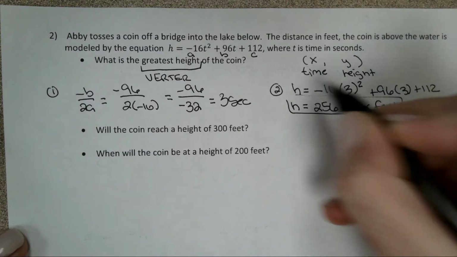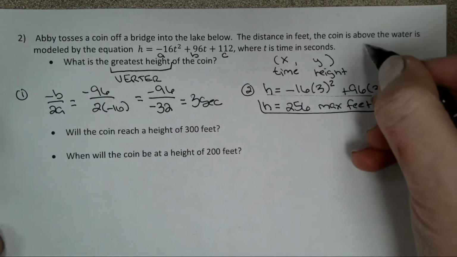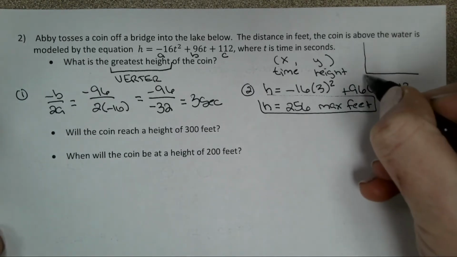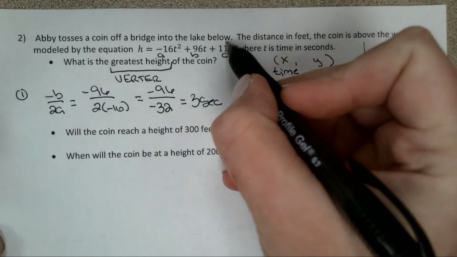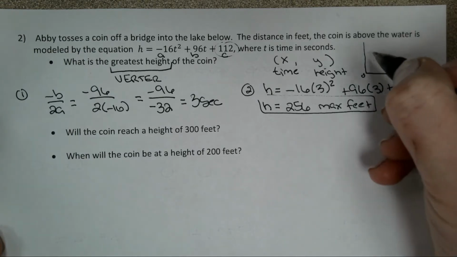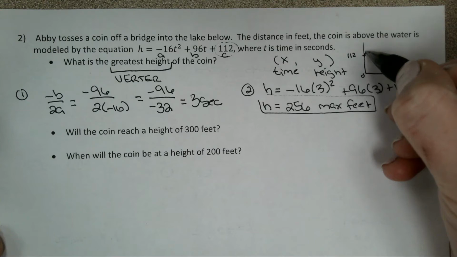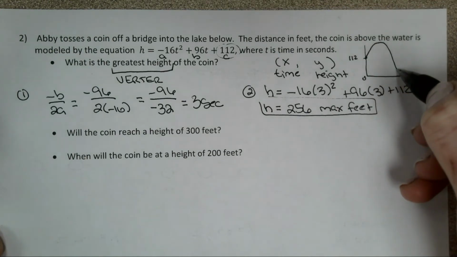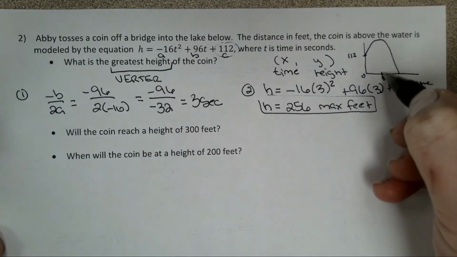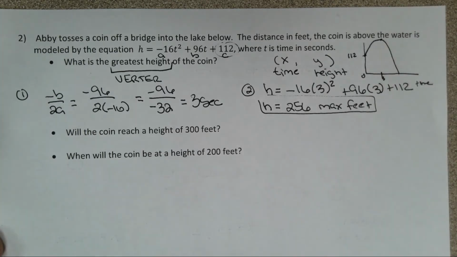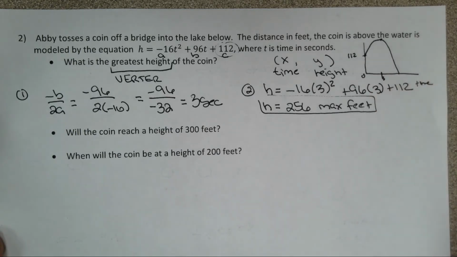All right, so what is happening with this scenario. So here's 0. Down here is time. We're going to start from 112 feet up. So we're going to toss it. It's going to go up, and then it's going to land and come down. So right here at 3 seconds is where it hit 256 feet. So this is the maximum.